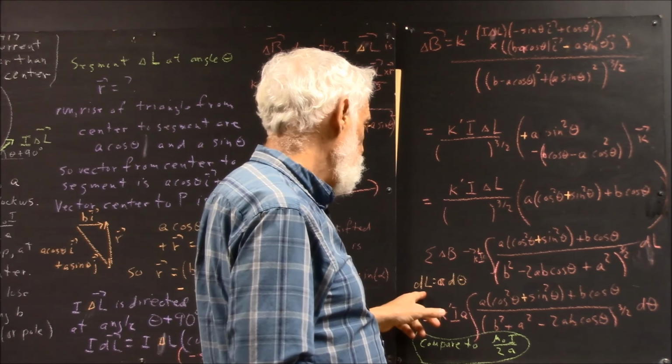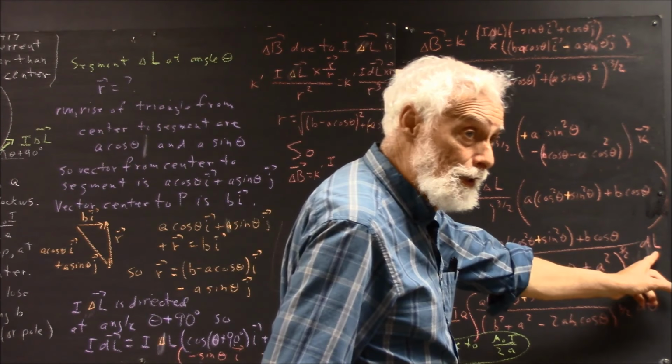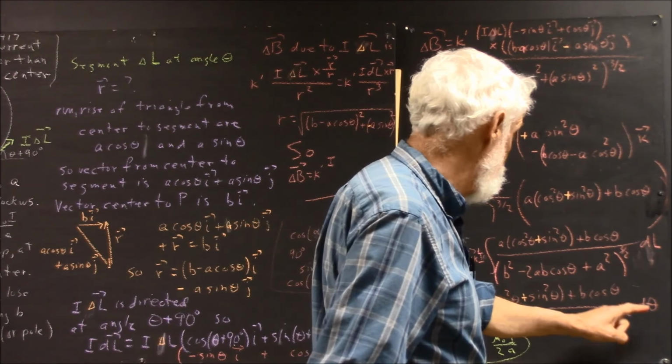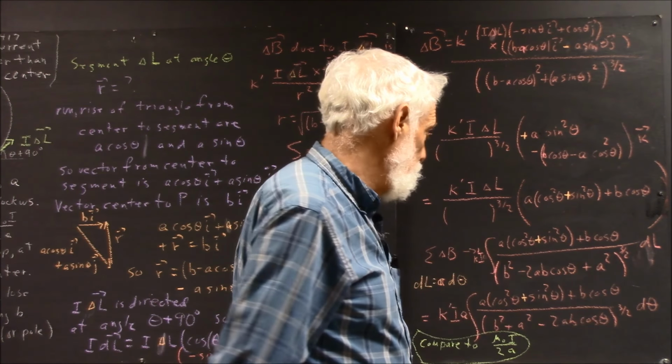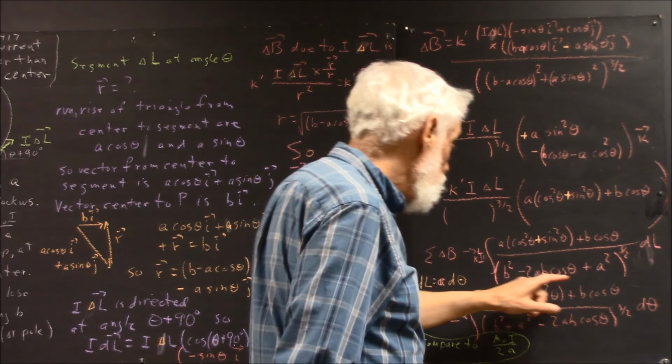So I write that out here. Our dl is really a d theta. So the dl needs to go inside our integral. It's really our variable of integration, but we're going to change it to a times d theta. Everything else goes along, the numerator and the denominator.